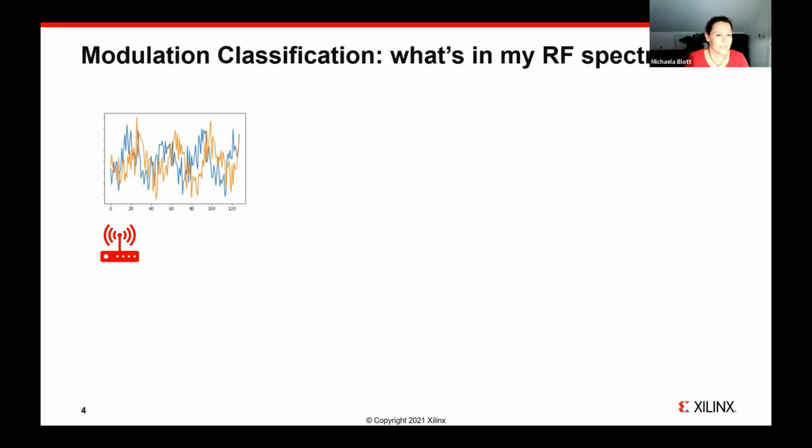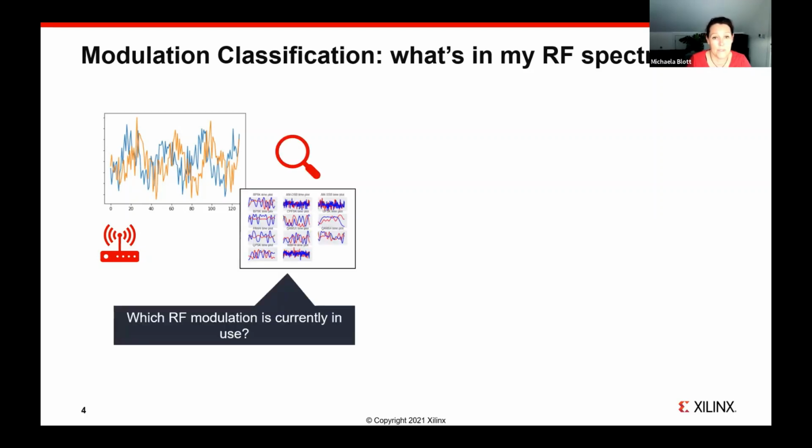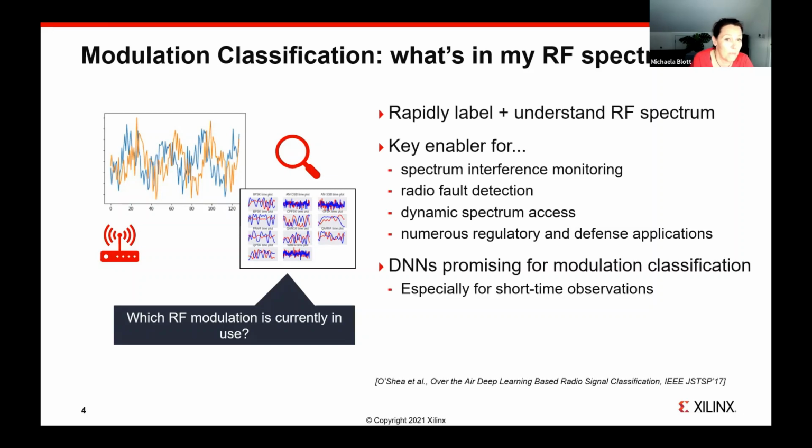Okay, so let's remind ourselves what the task at hand was and what we're trying to achieve. The application we're considering here is modulation classification for RF signals. Essentially, we're looking at the raw RF samples coming from a radio front end and trying to find out which modulation is being used. This is a way of rapidly labeling and understanding the RF spectrum, which is a key enabler for many applications, such as monitoring the spectrum for interference, detecting radio faults, dynamic spectrum access techniques, as well as numerous regulatory and defense applications.